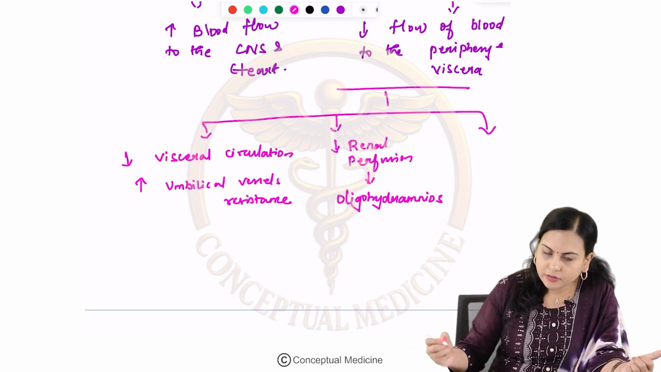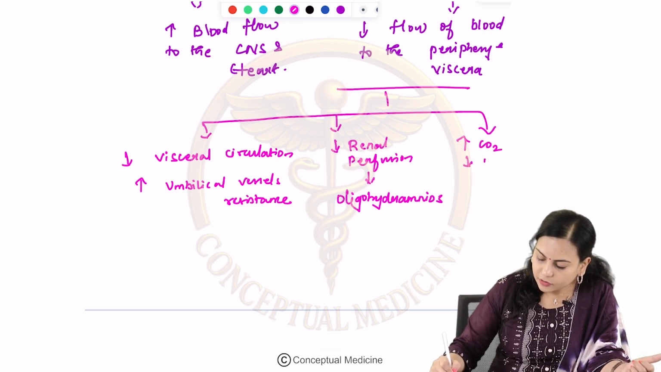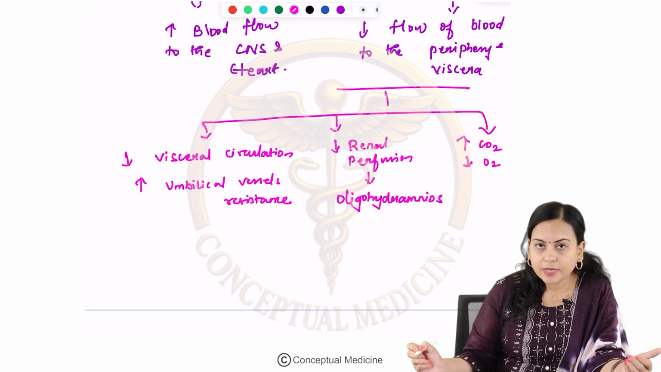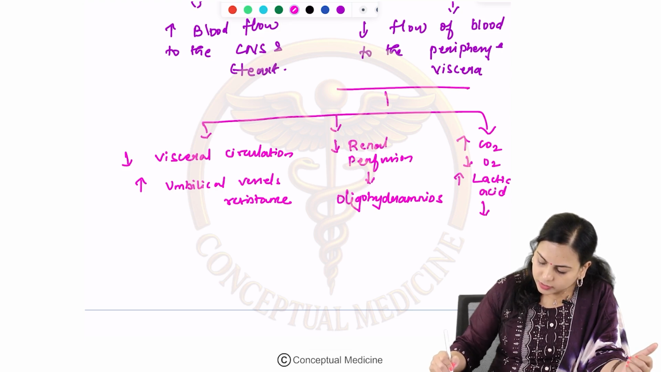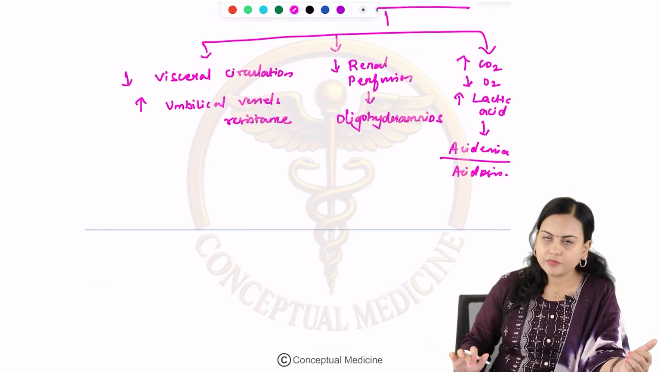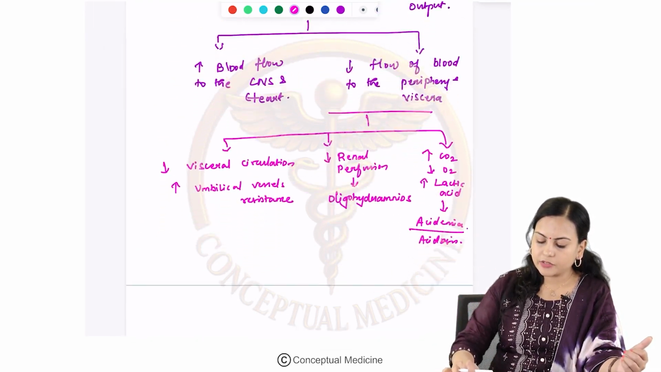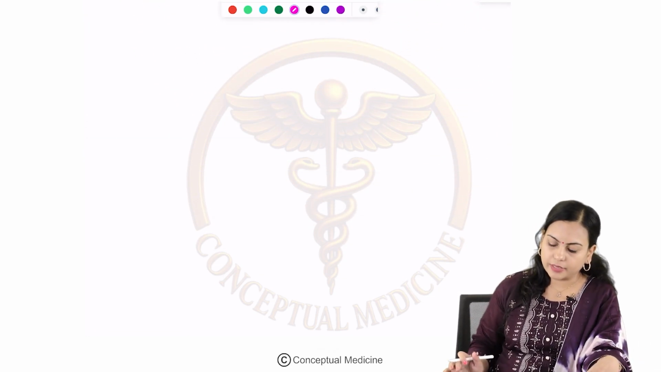And what happens here is, there is increased level of carbon dioxide and decreased level of oxygen. Also, there will be accumulation of lactic acid. So, increased lactic acid accumulation. So, that will be resulting in a state of acidemia, okay, or acidosis. Clear? So, this is what is going to happen when the fetus is going to get compromised. Okay. So, with this idea, we will see the investigations now.